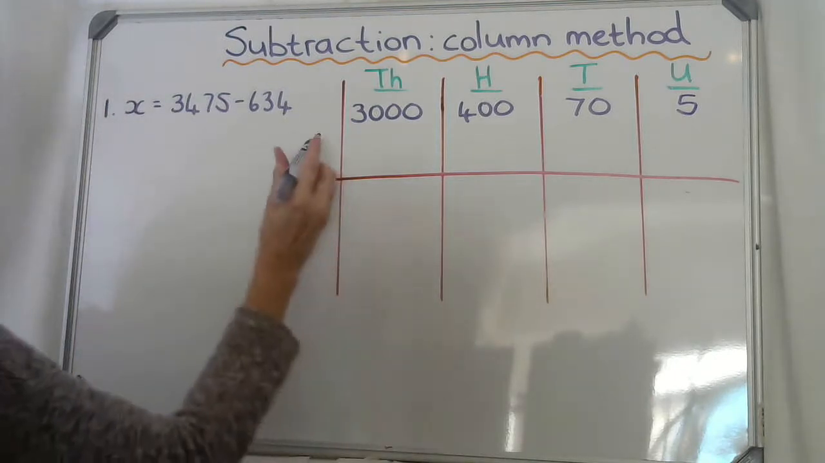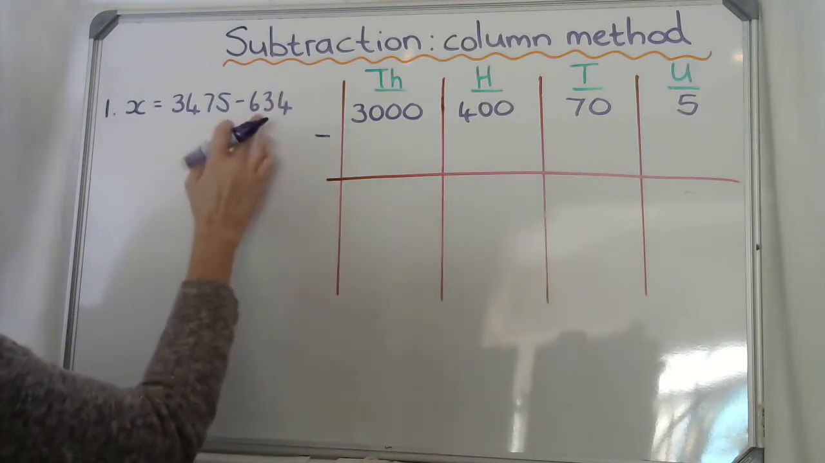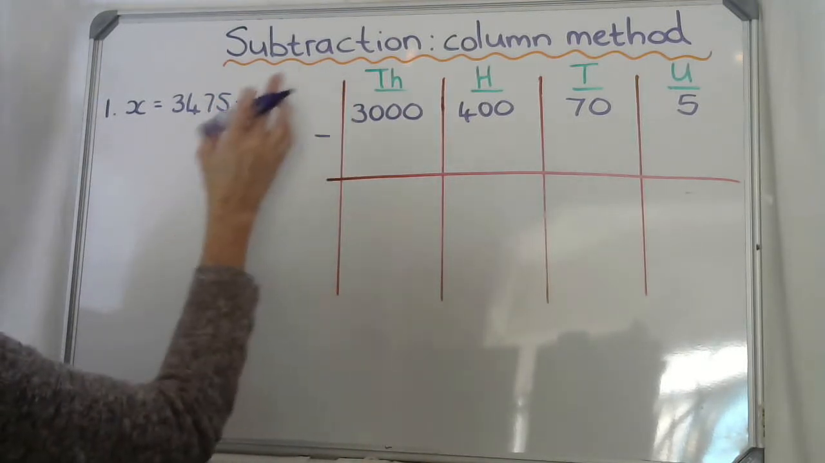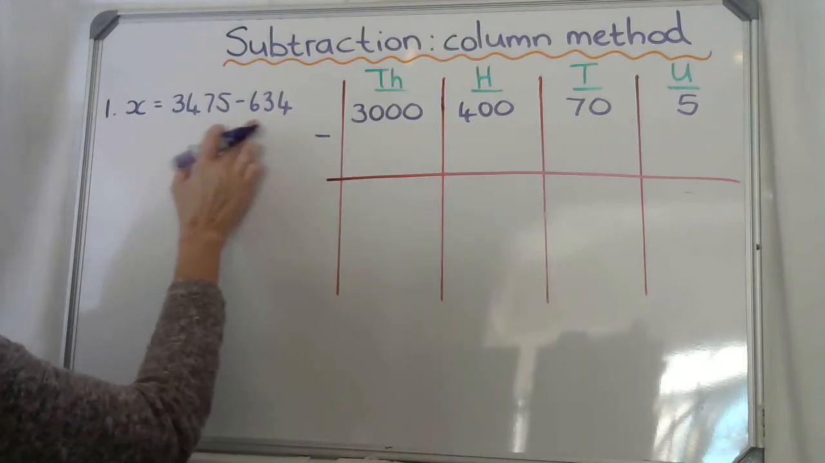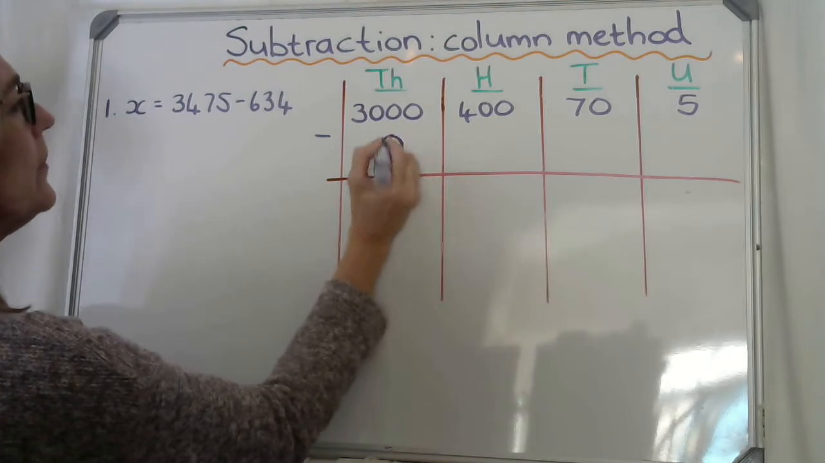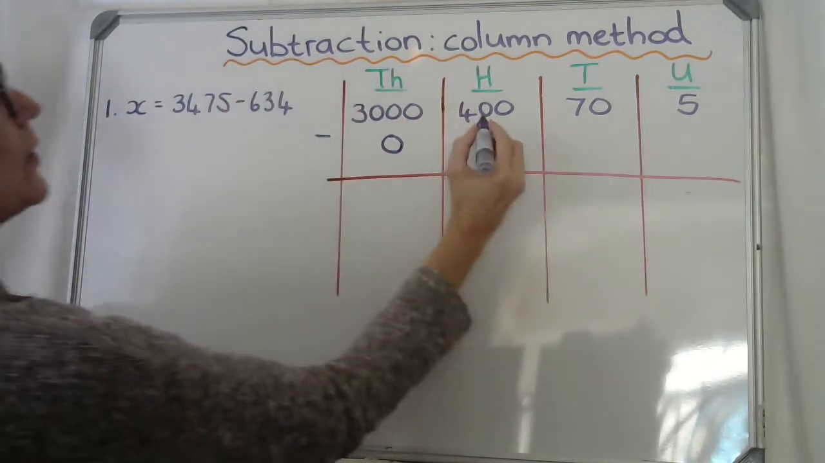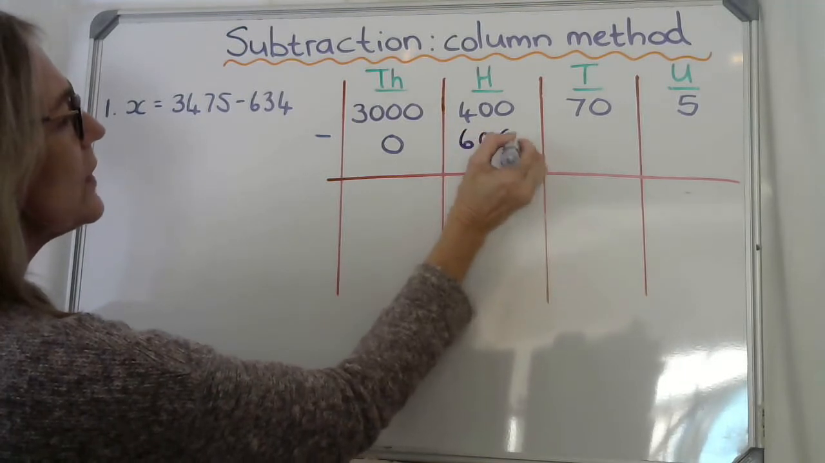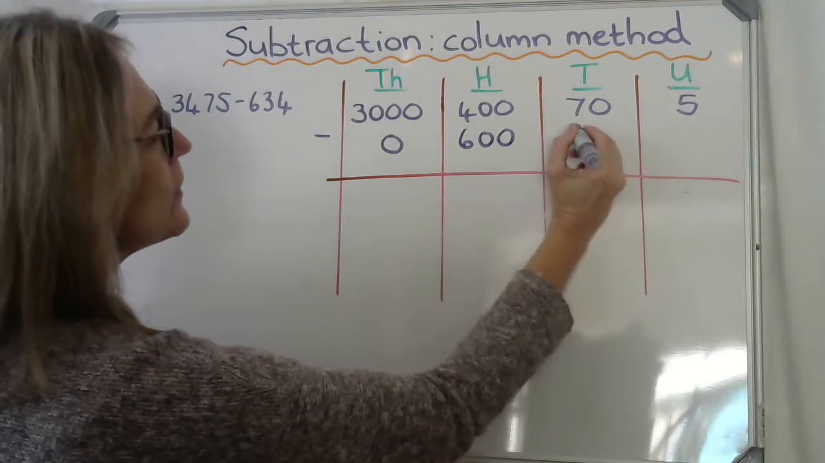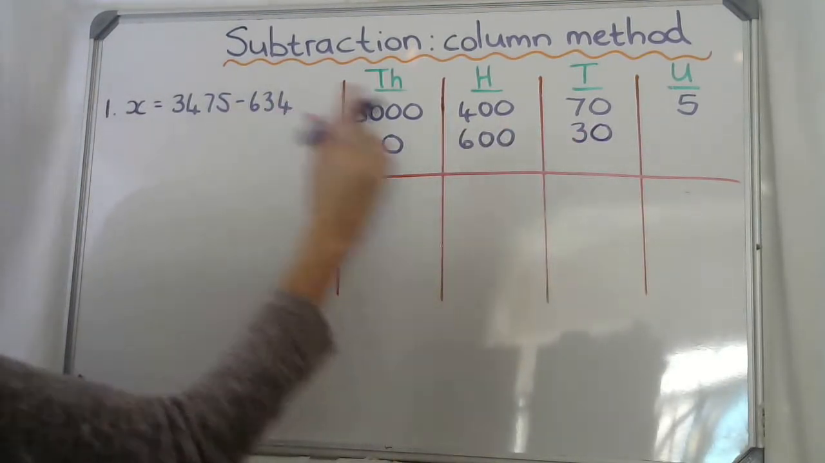Okay, now we put our minus sign because we are subtracting. And we start with our second number, which will go beneath the first number. Okay, so now we look. Have we got any thousands here? No, we don't. So we can put a naught here. Then we look at the hundreds. 600 will go into the hundreds column with the other ones. 30 will go into the tens, so we place it in the tens. And 4 will go with the units.